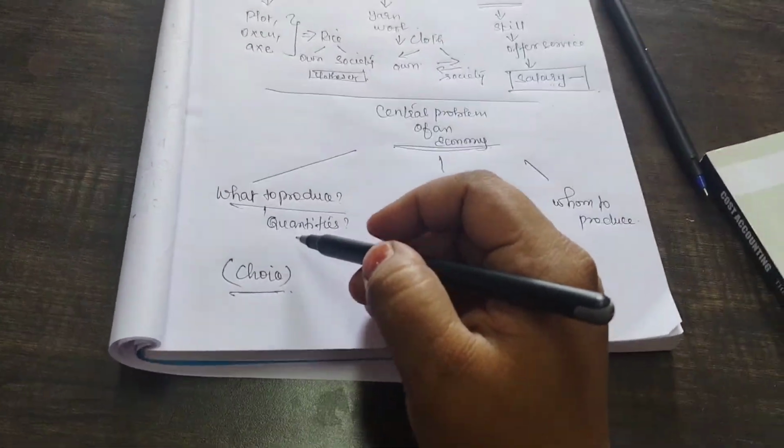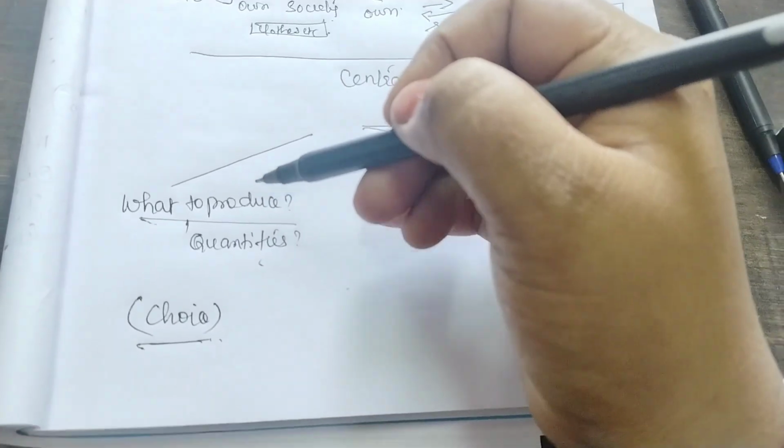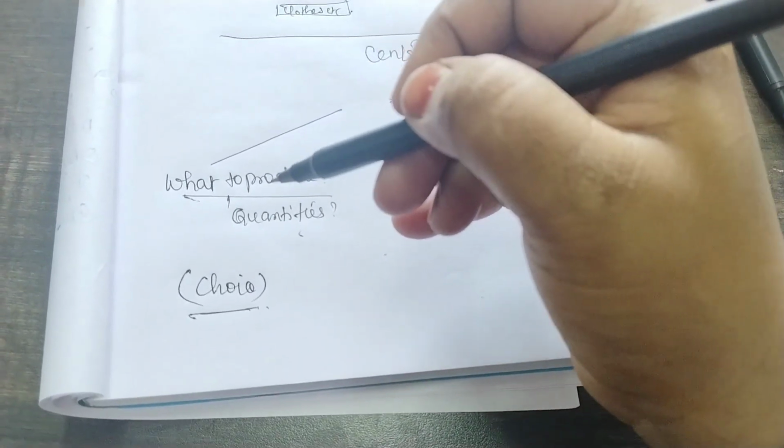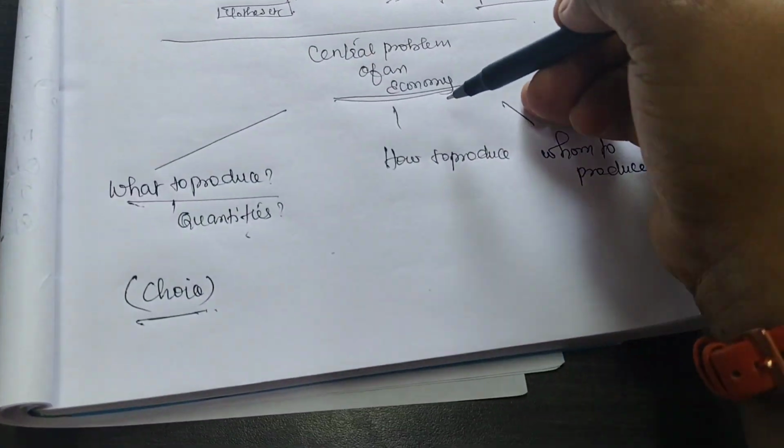In this we need to understand what to produce, whether to produce food, or clothes, or weapons with the available resources, and in what quantity each of the products or each of the goods has to be produced. So that is what to produce. Second, how to produce.